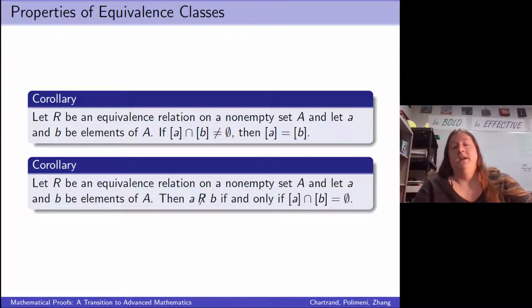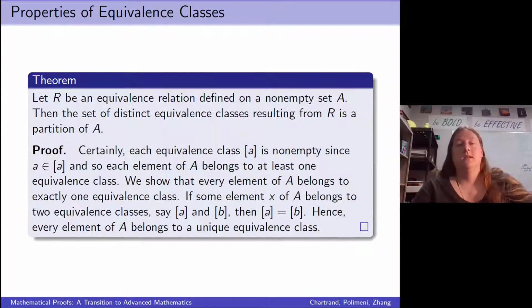And another corollary is if we let R be an equivalence relation on a non-empty set A, and let a and b be elements of A, then a is not related to b if and only if the intersection of the equivalence class of a and the equivalence class of b is the empty set. Let's take a look at another theorem.